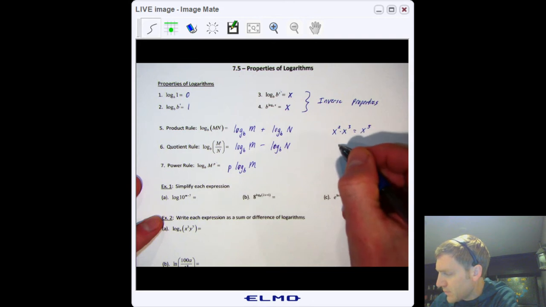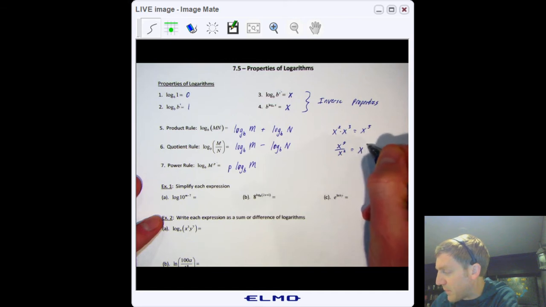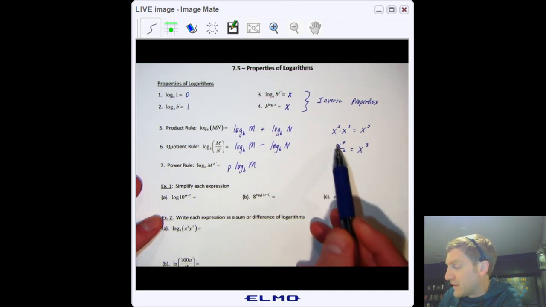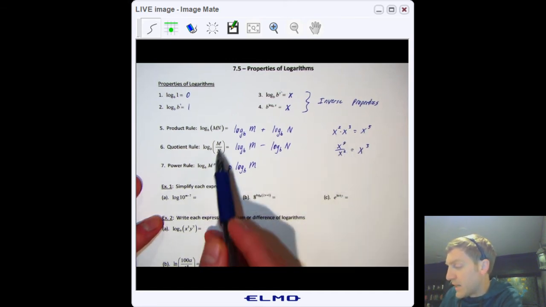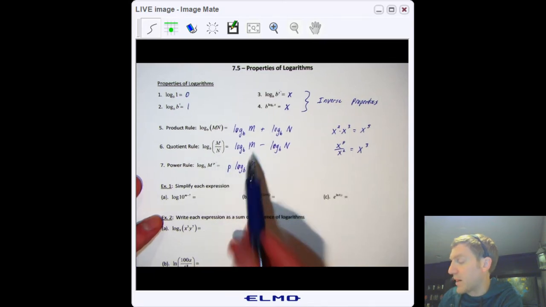All right. Likewise, what's x to the fifth divided by x to the second? When we divide exponents, we subtract, right? 5 minus 2 is 3. So division is subtraction of the exponents. Likewise, division inside log becomes subtraction.